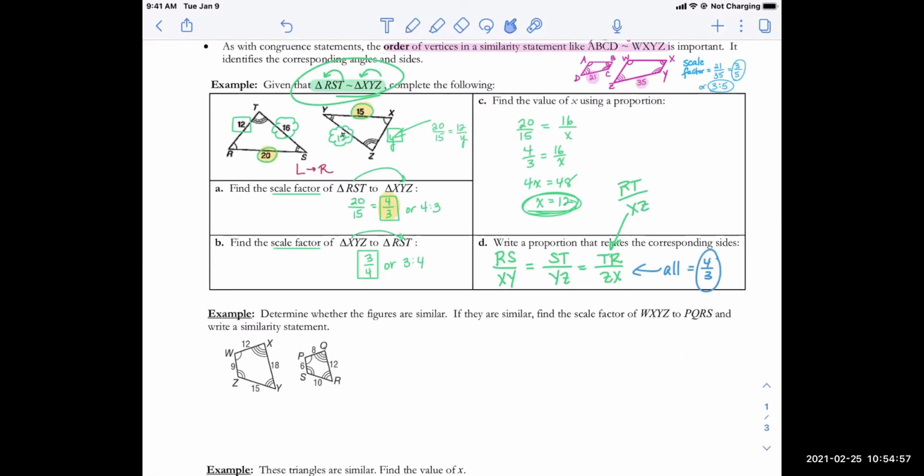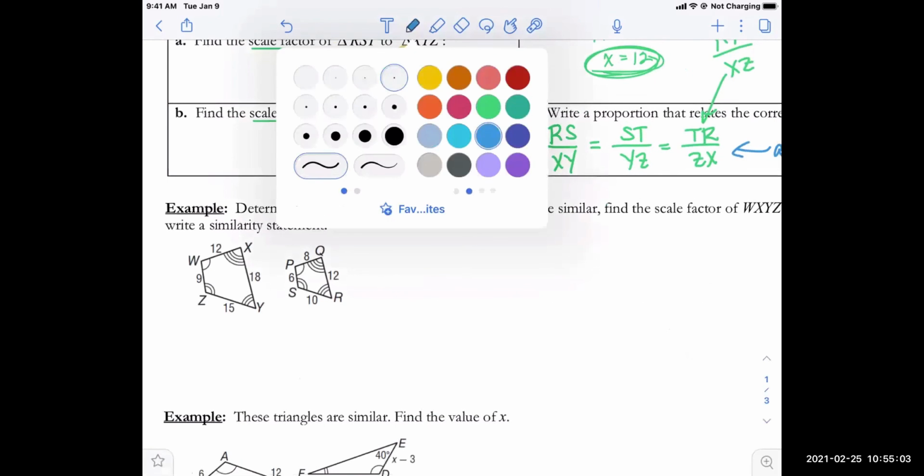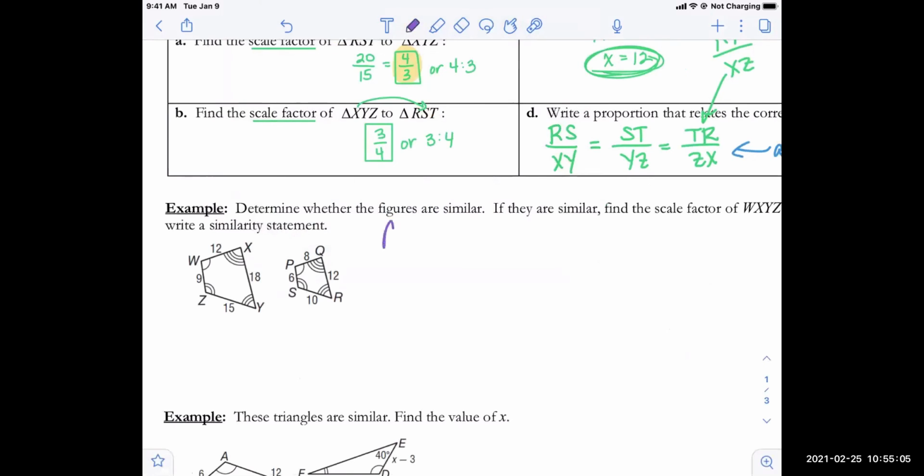Okay. Determine whether these figures are similar. So first of all, we know that all the corresponding angles are congruent. So that's good. The second thing we have to check is are all the corresponding sides proportional?